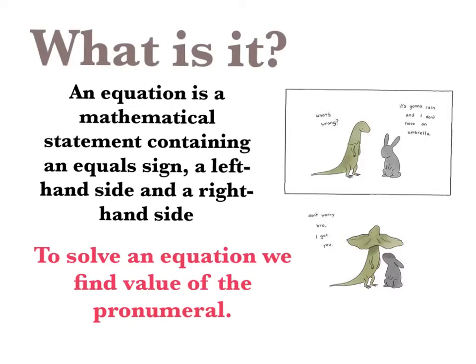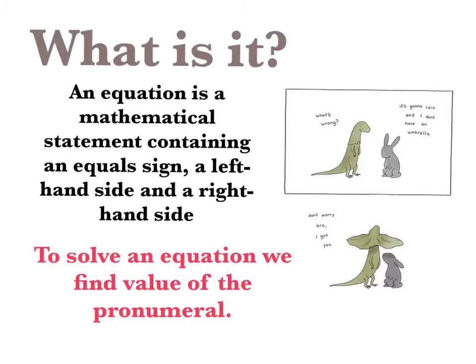So 2x plus 4x. There's no equal sign in that. There's no left-hand side and no right-hand side. That's why we call those expressions. There is a difference between an equation and an expression. An equation has an equal sign in the middle. To solve an equation, this is a key idea, we need to find the value of the pronumeral within the equation.